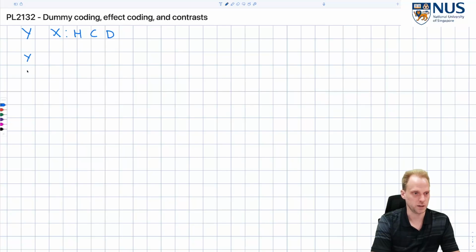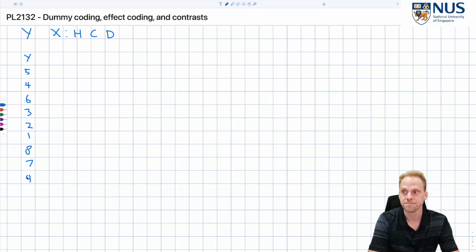Our data might look something like this. We have y. Let's say we measure 5, 4, and a 6. So the first person responds with a 5, second with a 4, third with a 6. Let's say we have 3, 2, 1, and 8, 7, 9. Now I'm just coming up with this data on the spot. It's just arbitrary. All right, so that's our y variable.